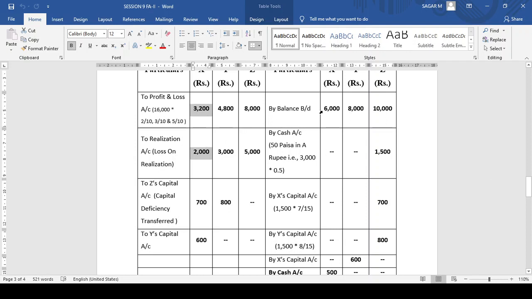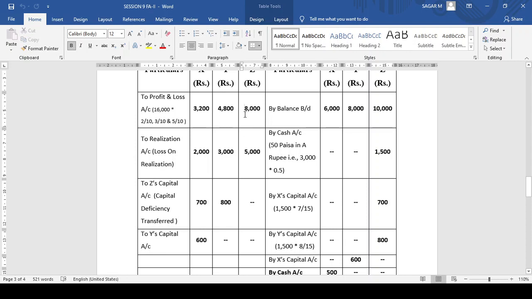On the credit side, we have 6,000. So the credit side is more. Fine. Then take the total of Y. On the debit side, we have 4,800 and 3,000, which is 7,800. But the credit total we have is 8,000. So in this case also, the credit side total is more.